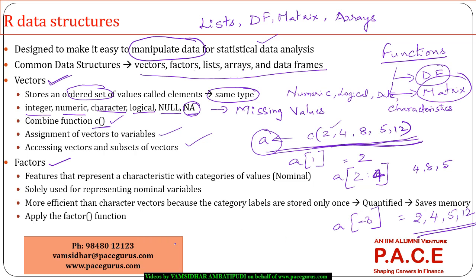So probably I can say A of C of 1, 3, 5. So I'm saying pull the first element, third element and the fifth element, which will give me 2, 8, 12 as the output. So this is that basic operation with respect to the vectors that you need to be comfortable with.